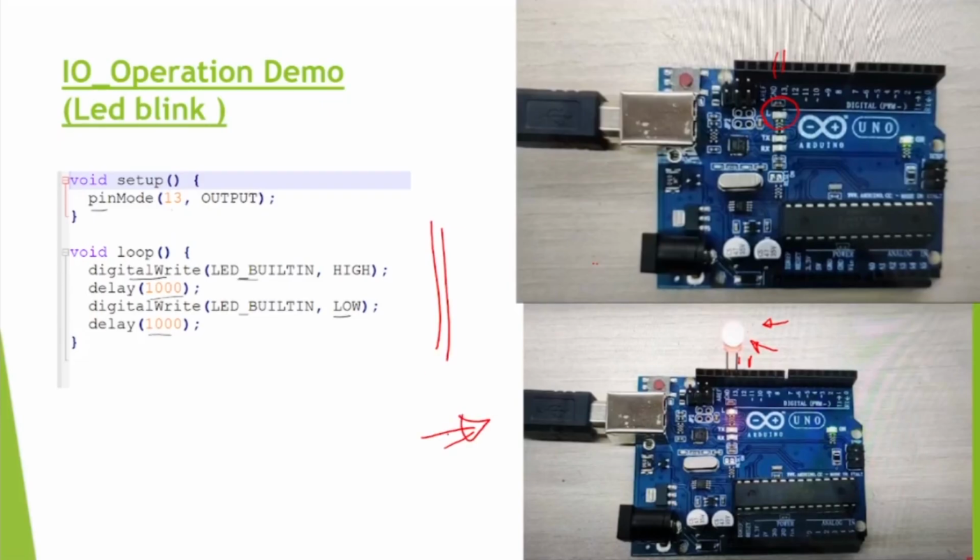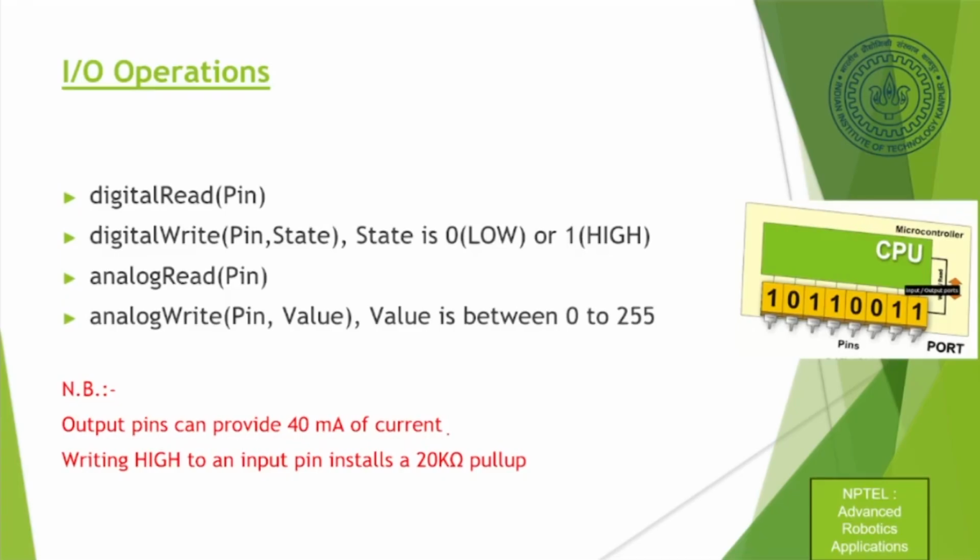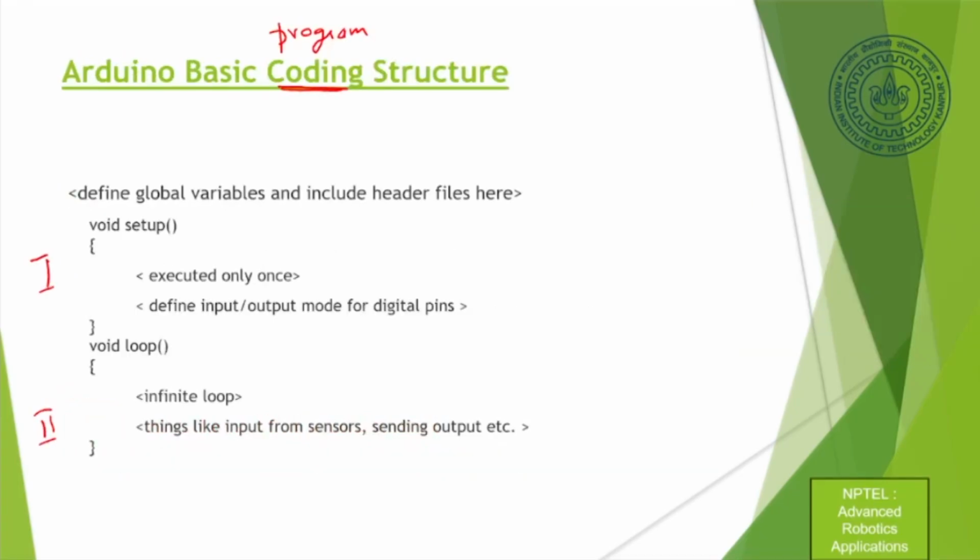Now this program, before we go any further, has 2 parts. The first part is the input. This is the program. The first part defines the global variables and includes the header files here.